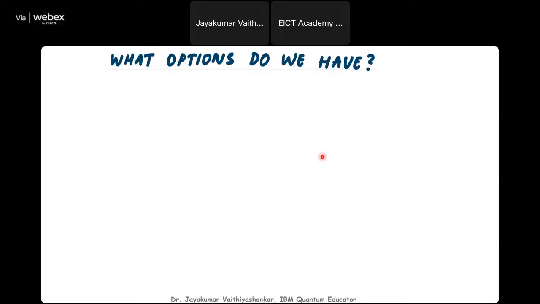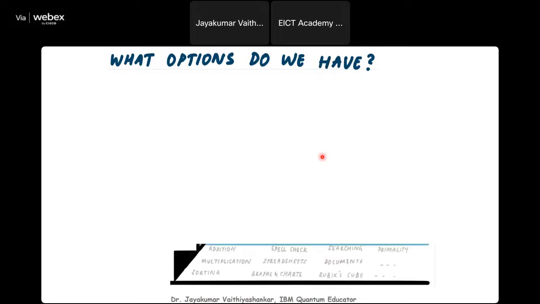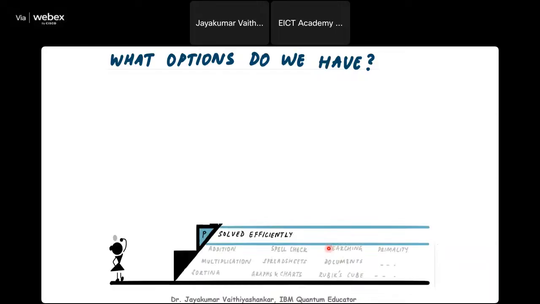So what are the options we have? We have all these: classification, sorting problems, multiplication, addition. If you want to do spell check in Word, searching your files, arranging your documents, solving a Rubik's cube, or doing spreadsheets, graphs and charts, all these day-to-day task problems belong to polynomial time. So it can be solved efficiently, and it can be checked efficiently.